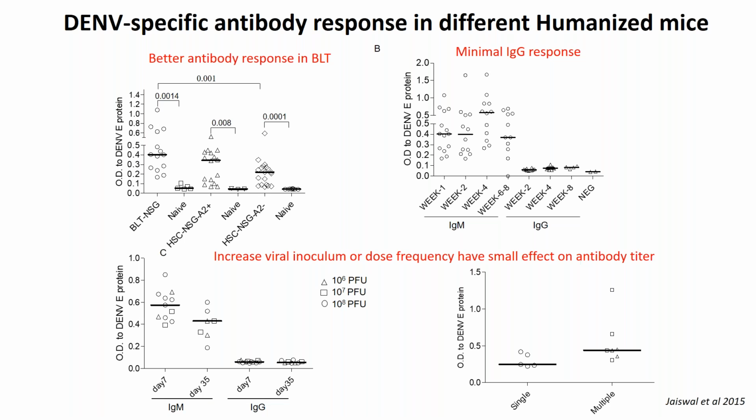We also did the kinetics of the antibody response, and we found that the IgM response peaked at approximately week 4, however there was no IgG response at all in any of these models and at any time points. We also tried to evaluate if we increase the viral inoculum into these animals, does it have an effect on antibody titer? The effect was there, but it was very modest and not significant. And even when we increased the dosing frequency, the effect was not very significant again, suggesting that increased viral inoculum or dosing frequency have a very small effect on antibody titers in these animals.